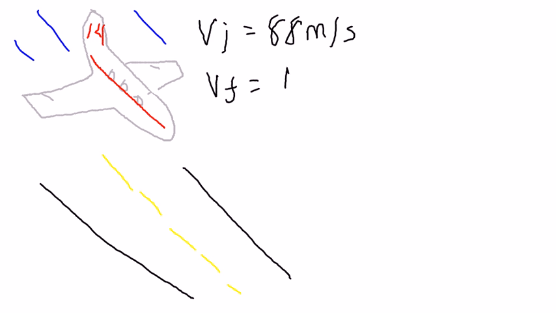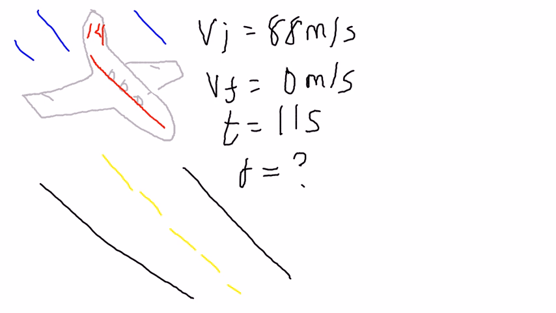So we have givens that say that initial velocity equals 88 meters per second. It does say that it decelerates to rest, which means that it comes to a stop. So final velocity will be 0 meters per second. It gives us time of 11 seconds. And it asks us in problem B for displacement.